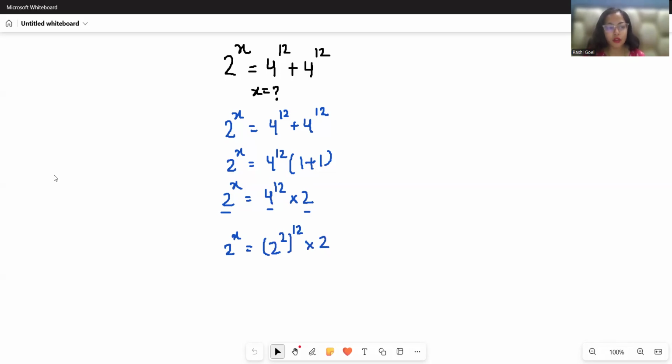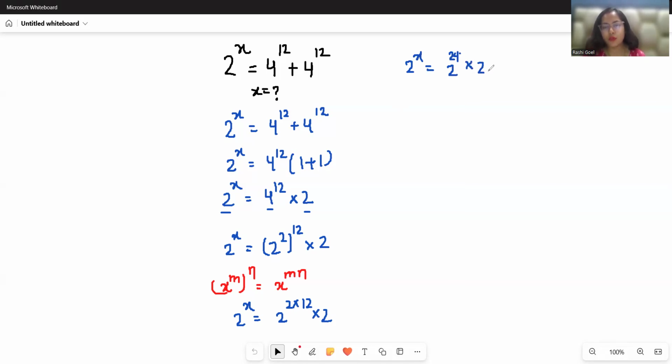Now I'm going to use the famous exponent rule, that is x power m power n, we can write it as x power mn. So this 2 power x equal, this becomes 2 power 2 times 12 times 2. Now 2 power x equal 2 power 24 times 2 power 1.